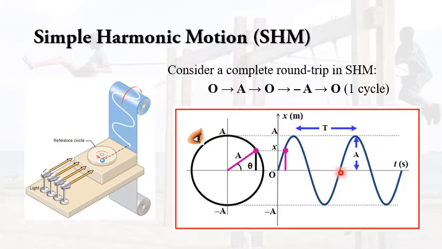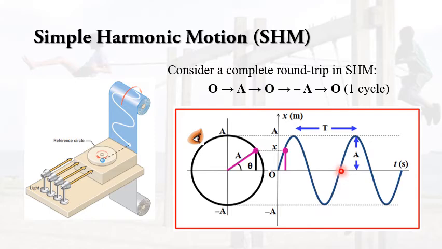When it reaches this point, we say the object has completed one cycle, one revolution, which is 360 degrees. So from O to A is 90 degrees or pi over 2 radian. From O until it goes back to the origin is 180 degrees, or we say pi radian. And this is negative pi over 2 radian, or negative 90 degrees.